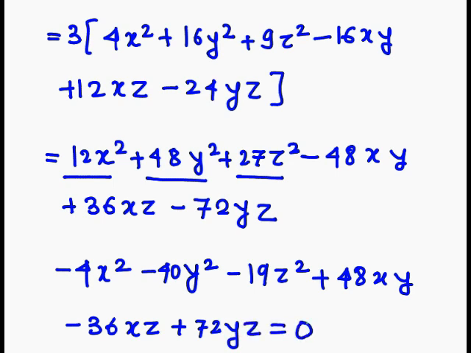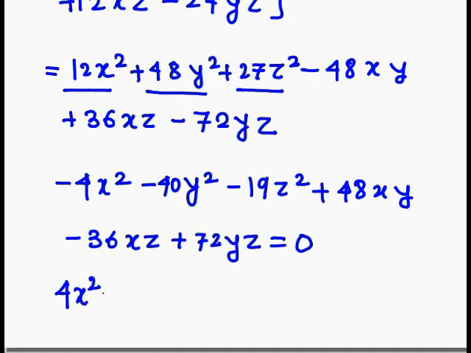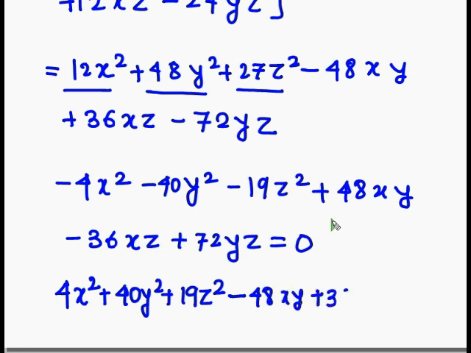So just by multiplying with the negative sign, we get the required equation of a right circular cone, that is 4x square plus 40y square plus 19z square minus 48xy plus 36xz minus 72yz is equal to 0 is the required equation of a right circular cone.